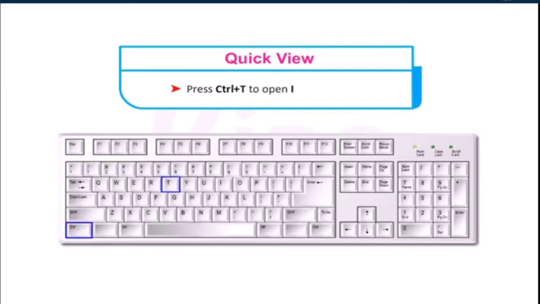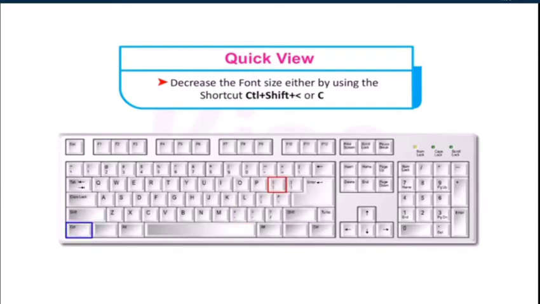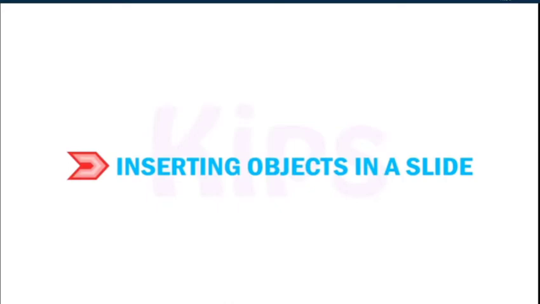Okay, let me share some interesting shortcut keys. Press Ctrl+T to open Font dialog box. Increase the font size either by using the shortcut keys Ctrl+Shift+> or Ctrl+]. Decrease the font size either by using the shortcut keys Ctrl+Shift+< or Ctrl+[. Now let me tell you how to insert objects in a slide.